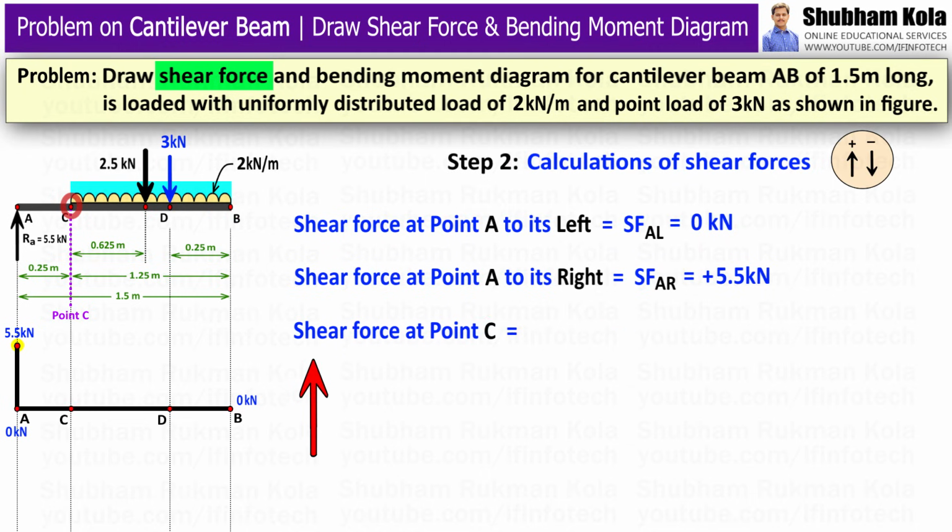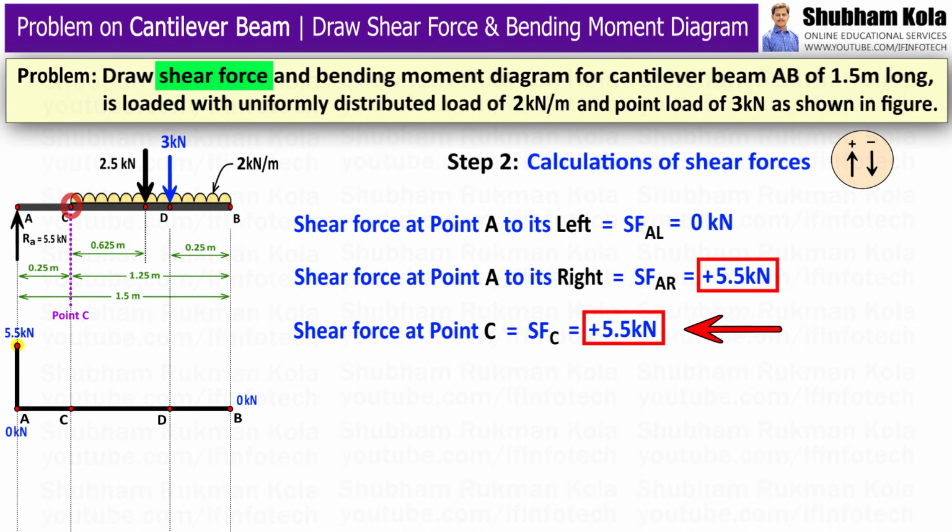the shear force at point C, that is SF at point C. Now there is no load on the beam between right side of point A and point C, therefore shear force remains constant, that is shear force at point C equal to 5.5 kN. Here as there is no variation in the shear force value, so I will make the horizontal line with shear force value as 5.5 kN.